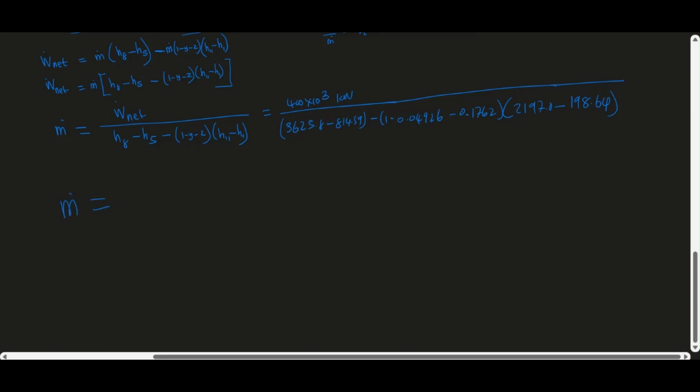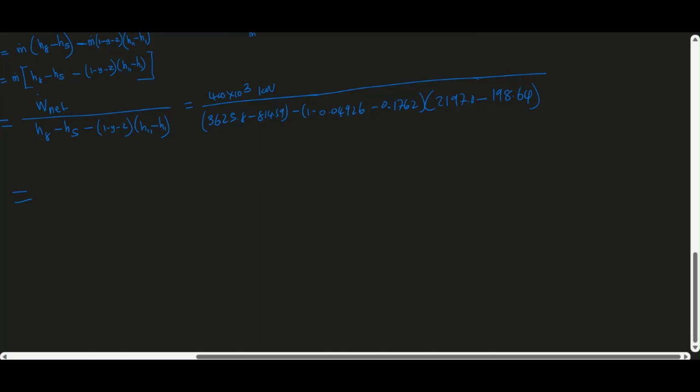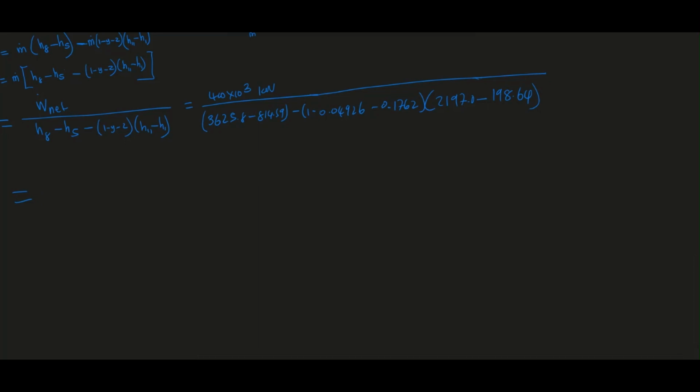Right, m dot is equal to, I'll punch that value on the calculator and see what it gives us, 400,000 divided by 3625.8 minus 814.59 minus (1 minus 0.0492 minus 0.1762) times (2197.0 minus 198.64), and that gives me m dot as 316.61.